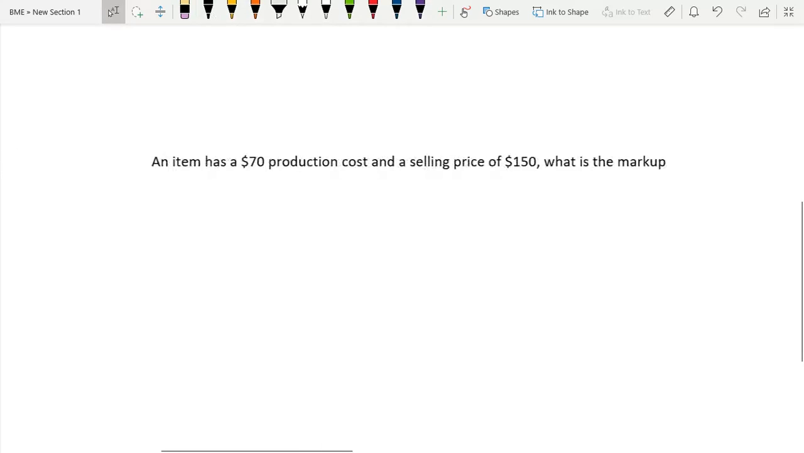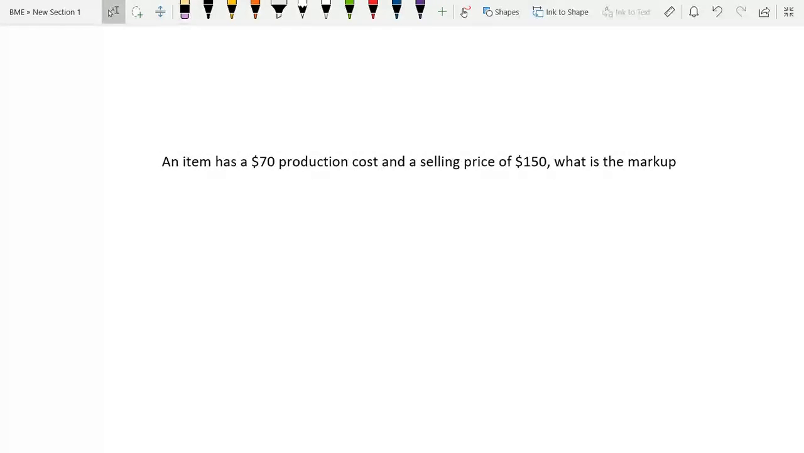Now the next question, this one will be slightly tougher, but again, same idea. An item has a $70 production cost and a selling price of $150. What is the markup? Okay, so now we know that it costs $70 to produce. We have to times this by some number, which is the markup. So 70 times whatever our markup is, we're going to give this the variable m, equals 150. So to calculate this, we can divide both sides of the equation by 70.